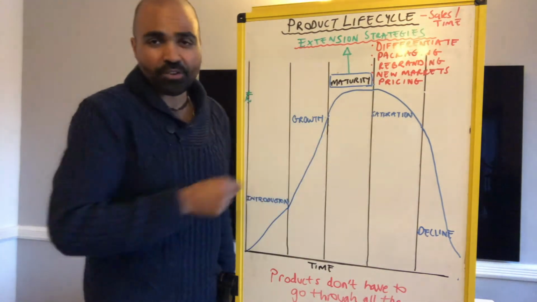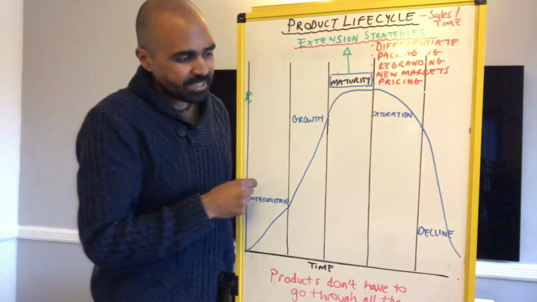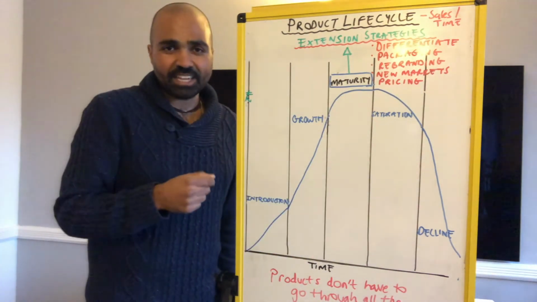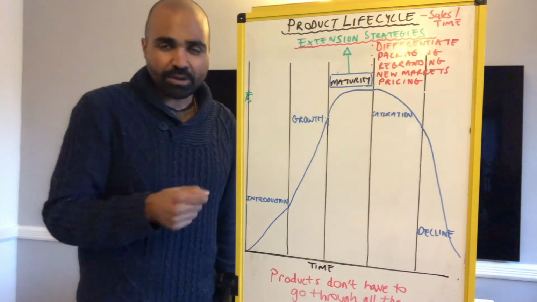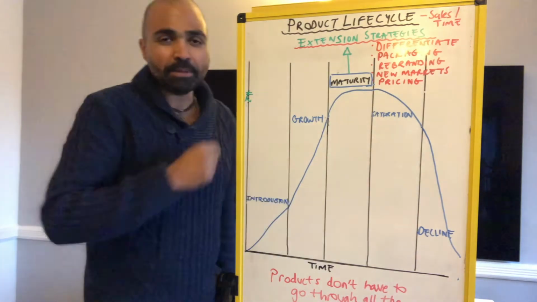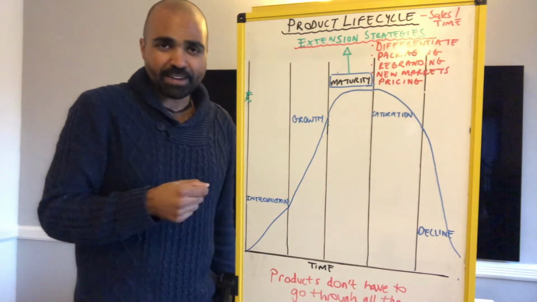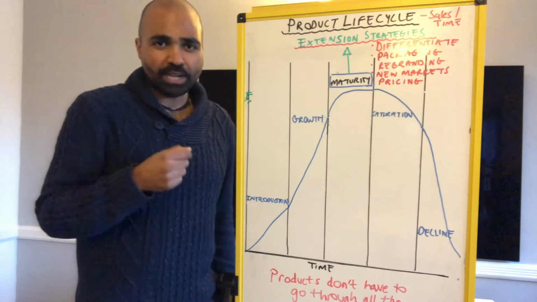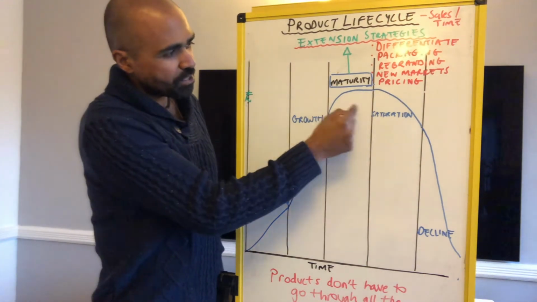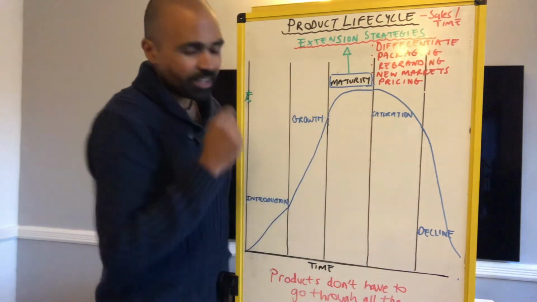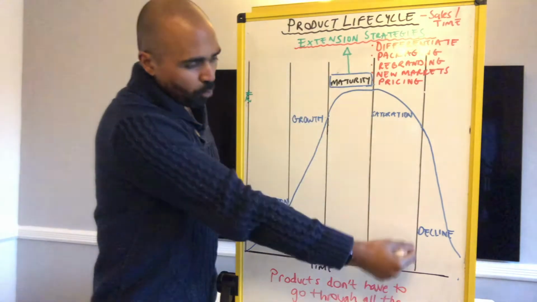So it hits saturation. Further to that is the decline stage. At the decline stage, the business has lost all faith in the product and sales are at the lowest. At that point, the business will stop marketing it, stop investing in the product, and that will come to an end. So it's gone through introduction, growth, maturity, saturation, and decline. Products will go through all of these stages.